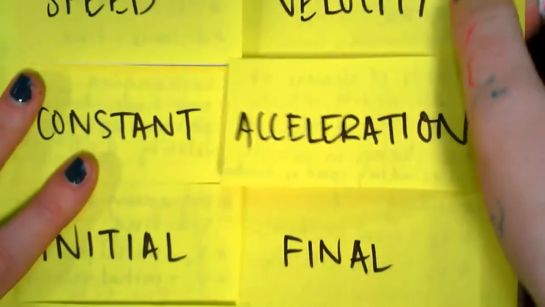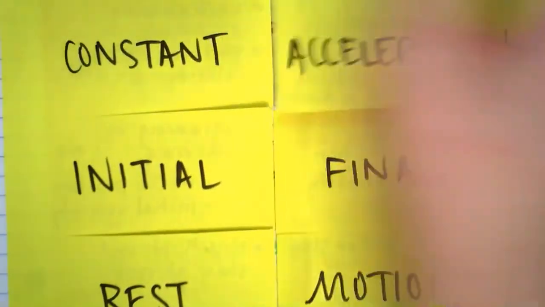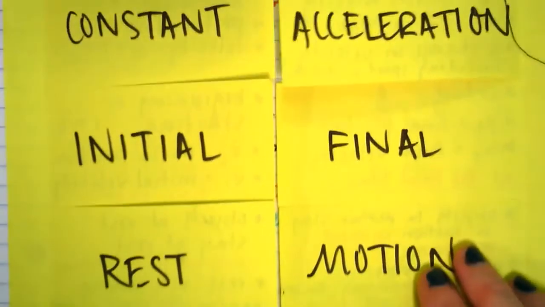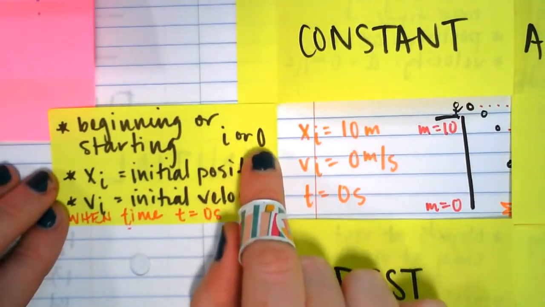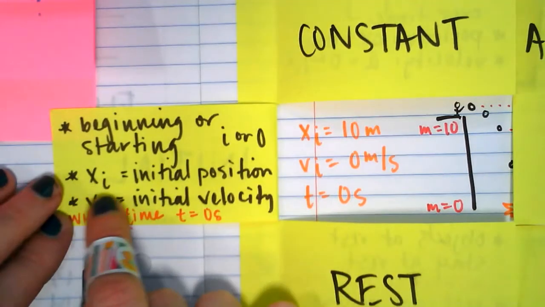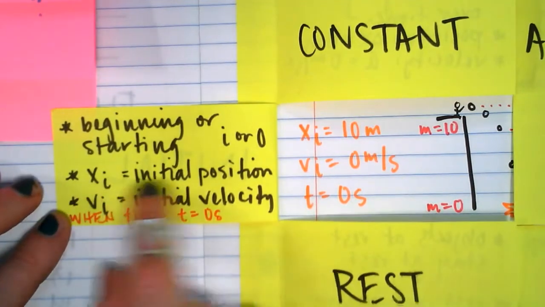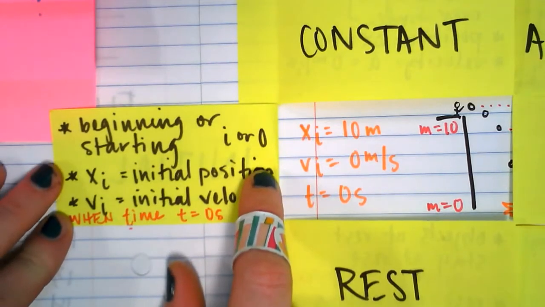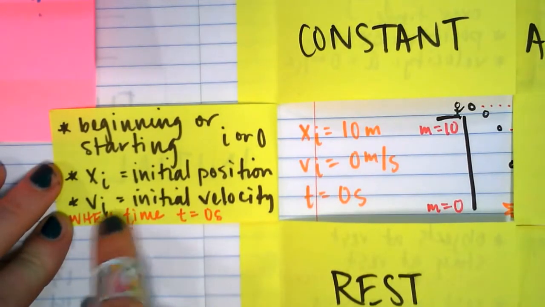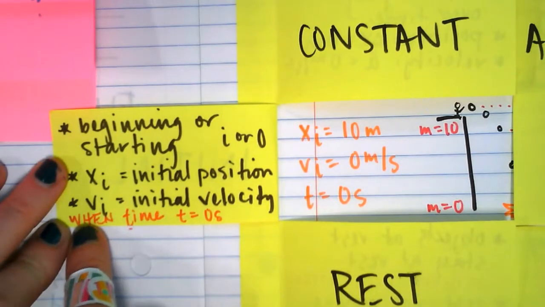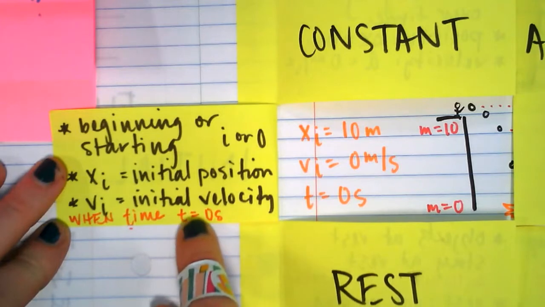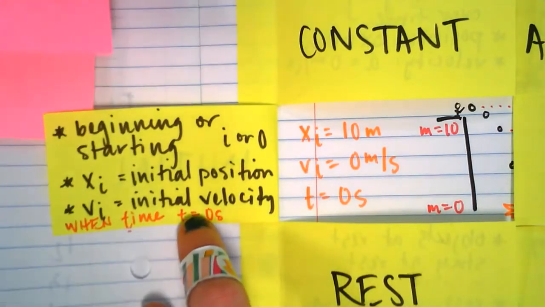Two other terms that you'll see frequently as we look at motion scenarios and problems are initial and final. Initial is a synonym with beginning or starting. We represent it with an I, or some texts will use a 0. So x with a subscript i means initial position, where an object is starting. v with a subscript of i is initial velocity. What's the starting velocity of that object? When we say start, what we mean is when time equals 0, when our stopwatch says 0 seconds.